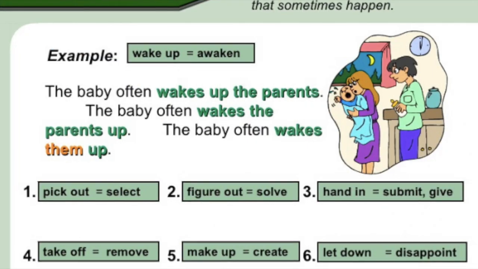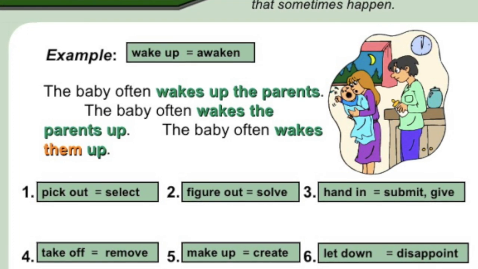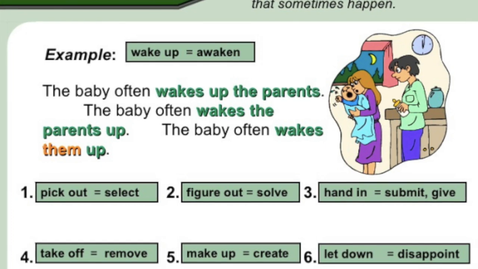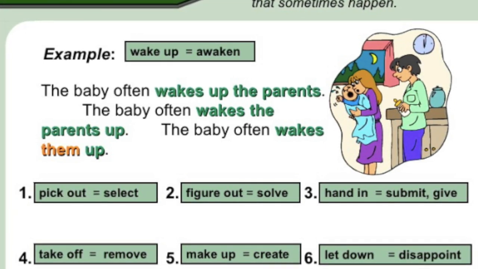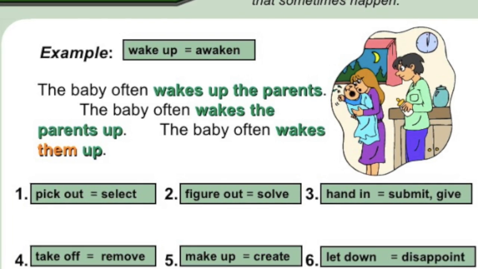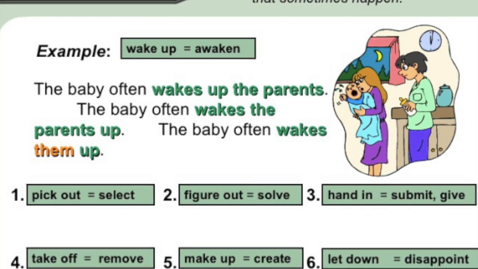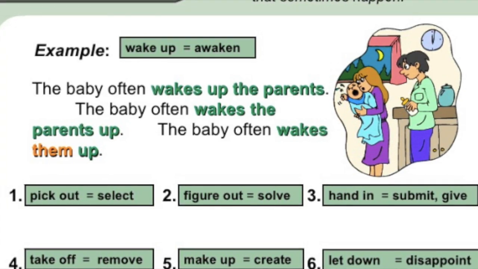Here are some separable phrasal verbs and the different ways that you can write them. So the first example, the baby often wakes up the parents. Or, the baby often wakes the parents up. Or, the baby often wakes them up.